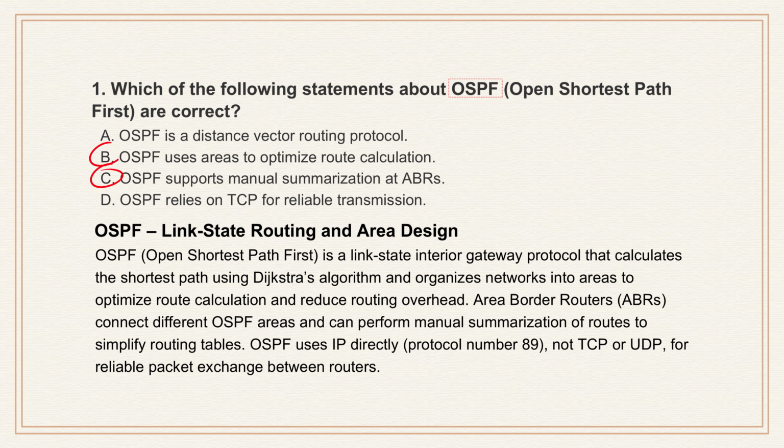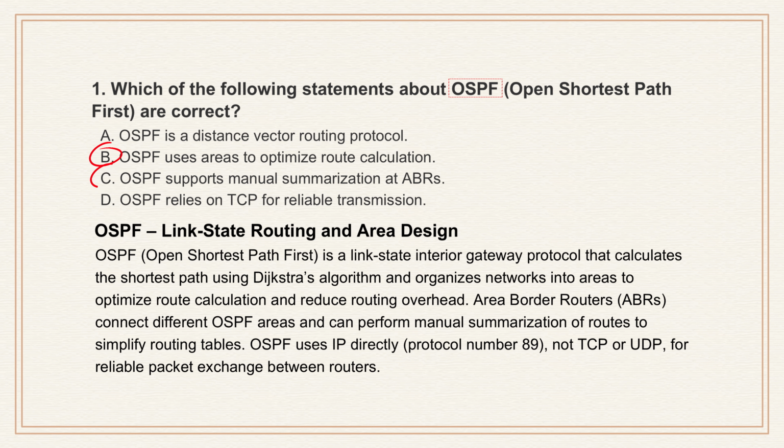So, tying this back to efficiency, summarization is all about controlling the routing info that flows between these areas. An ABR, sitting right there on the edge of an area, you can configure it to advertise a condensed version, a summary of the routes inside its area, to all the other areas. Right, like a table of contents instead of the whole book. Exactly. Perfect analogy. It drastically cuts down the size of routing tables everywhere else in the network, again boosting efficiency and making the whole system more stable.